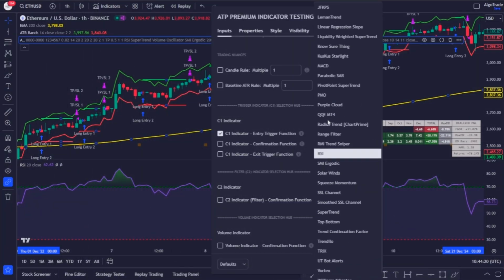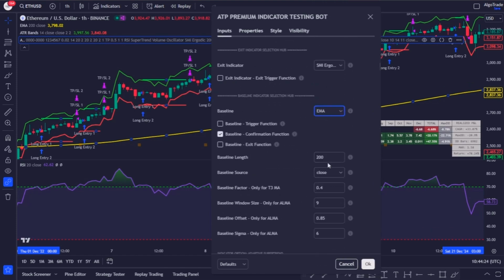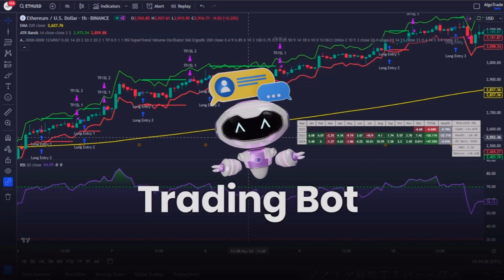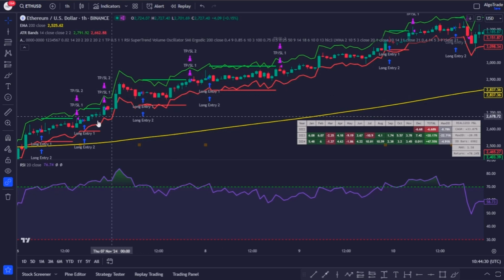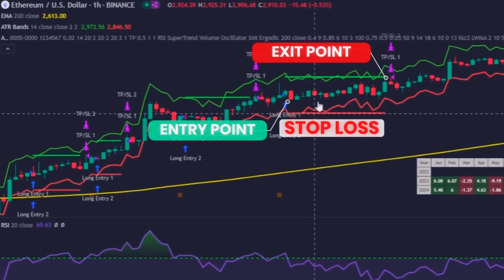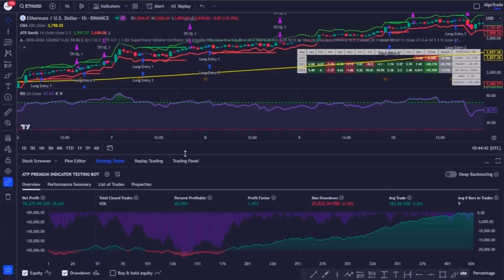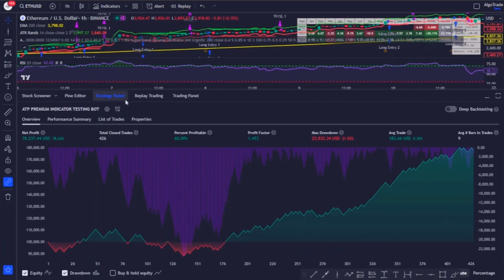Once we have set all the conditions, including the RSI, the 200 period EMA for baseline, and our risk management rules, the trading bot will execute every valid trade on the charts with a respective entry point, stop loss, and exit point. Also, you will see the monthly results displayed along with overall statistics for each asset in the Strategy Tester tab.